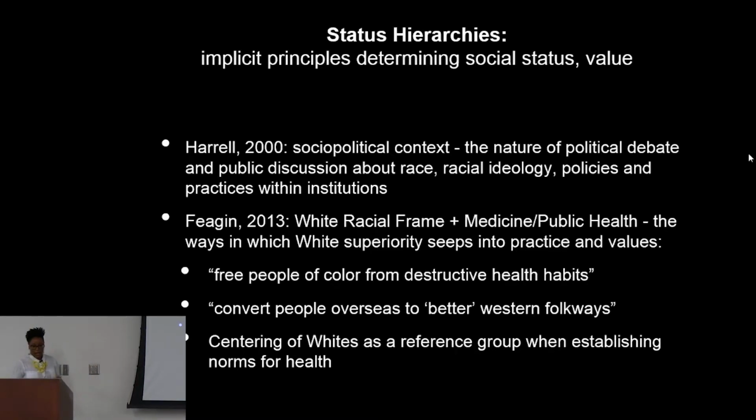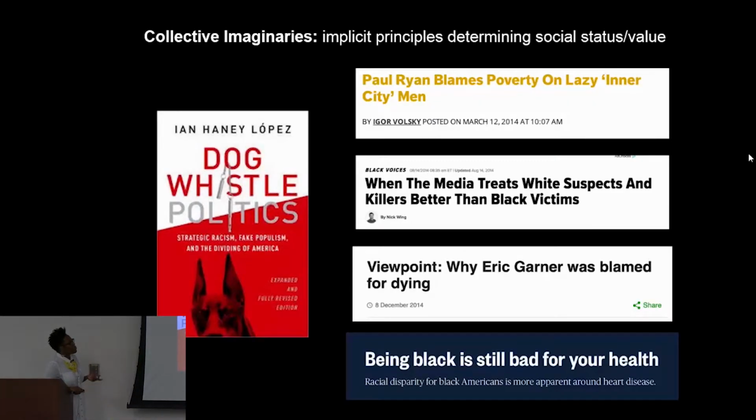Bldg, which applies the white racial frame to medicine and public health, thinks about the ways in which white superiority seeps into our practices and values. So thinking about freeing people of color from their destructive health habits, converting people overseas to better Western folkways, and centering whites as a reference group when establishing norms for health. So all of this would fall under this categorization of cultural racism and the practice of cultural racism in public health and medicine.